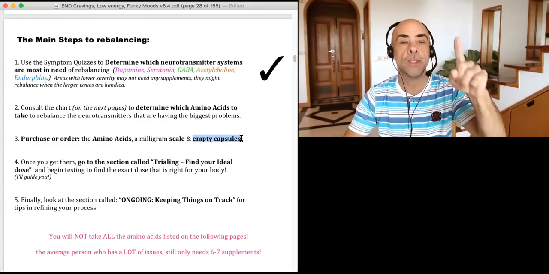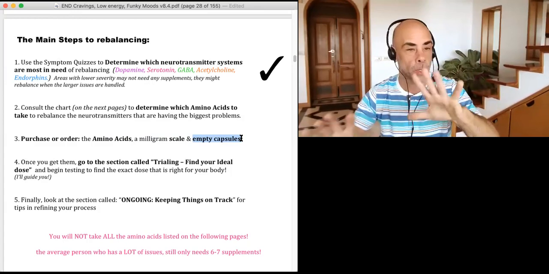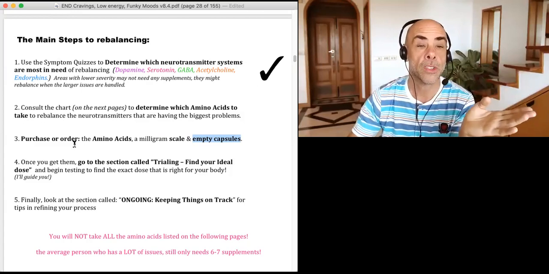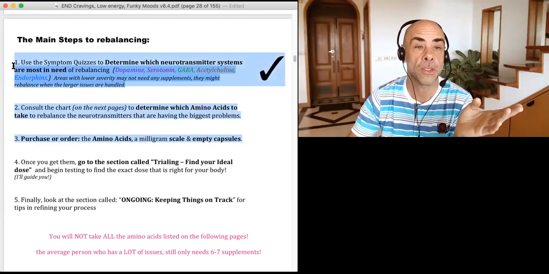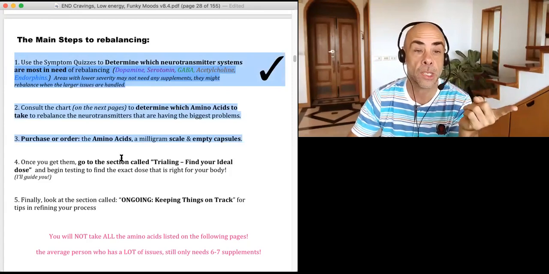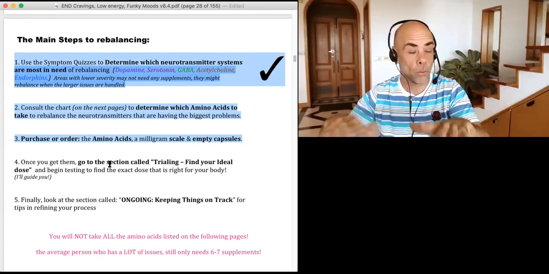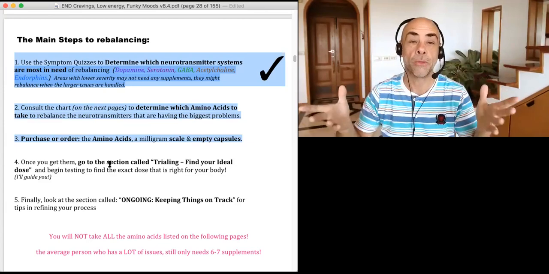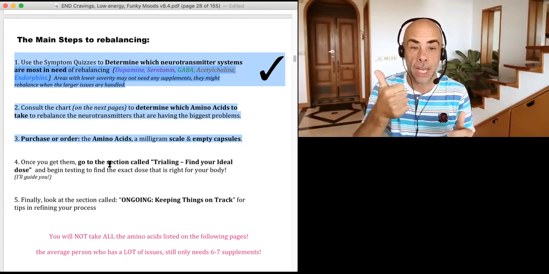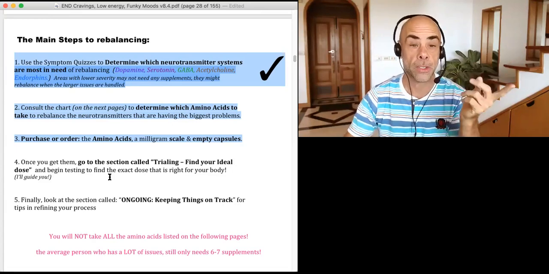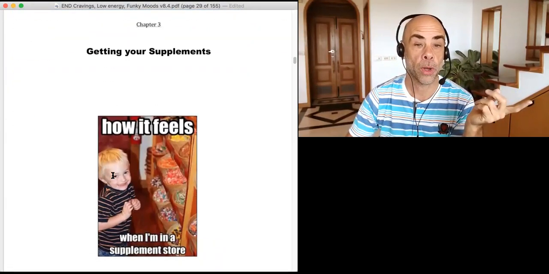There are ways to simplify this, and it sounds really complicated, but it's not. So this is the first step that this video is covering, these three steps. We're not going to talk yet about trialing and what you do with all of the stuff; the next video will cover that. Right now, I just want you to figure out what you need to get and get it. That's where we're going today.